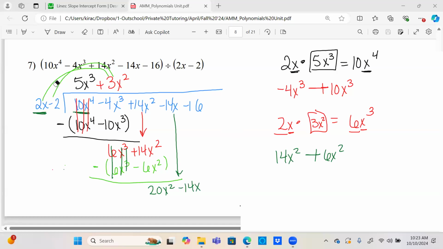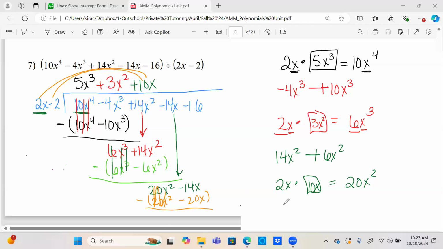And then we repeat again. We want 2x to be the new first component. So 2x times what is 20x squared? We need a 10 and one more x. So a positive 10x. And we're going to multiply that through. That would be 20x squared and negative 20x. Subtract straight down. The first guy cancels. Careful, this is negative 14x minus negative 20x, turns to plus, and we get 6x. Drop down. I'm going to run out of room. I'm sorry. Almost there. We got this.